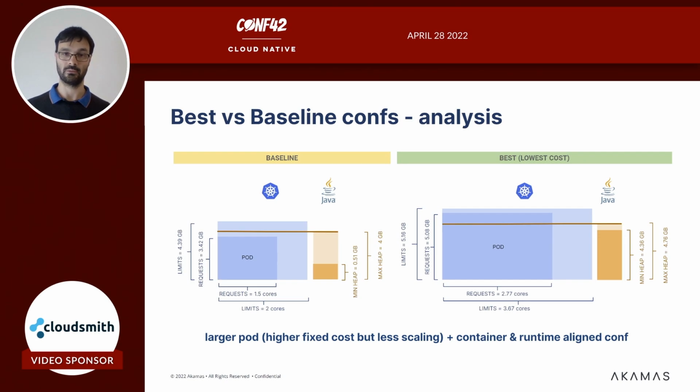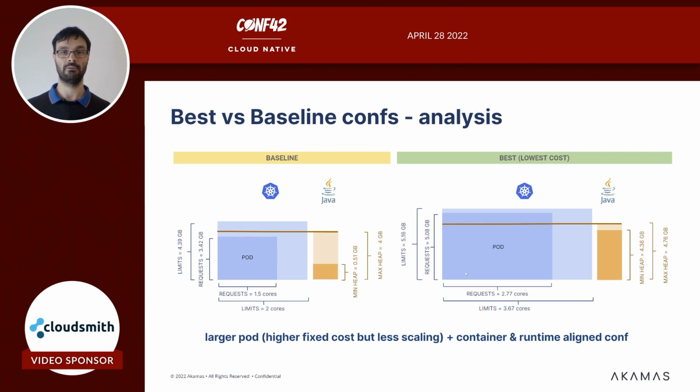The container and runtime configuration are now better aligned. The JVM max heap is now below the memory request and has a beneficial effect, as it also enables the scale down of the application, should the scaling be triggered by higher loads.